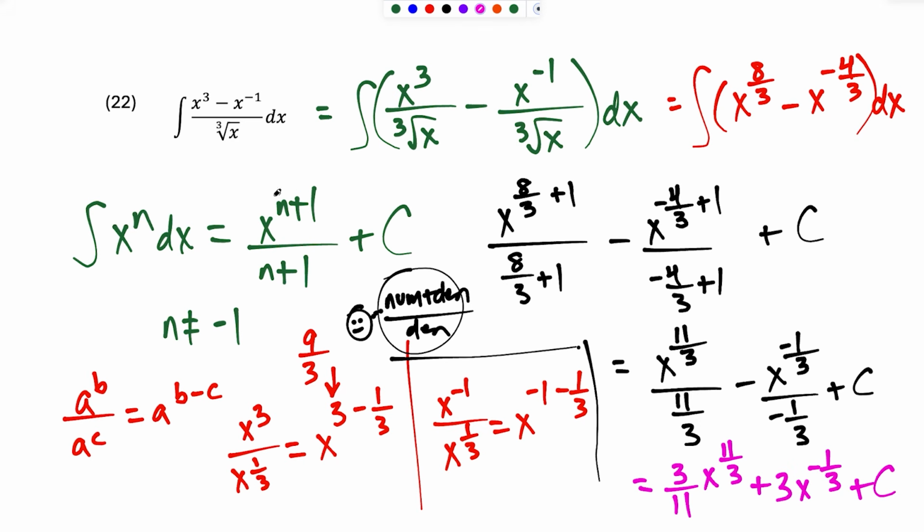Okay, another nice little shortcut when you're using the power rule is whatever your new power is, the reciprocal goes in front. So if I have a new power of negative 1/3, the reciprocal negative 3 goes in front, but when I have a negative 3 in front, that changes the minus to a plus. So here is our antiderivative for question 22.